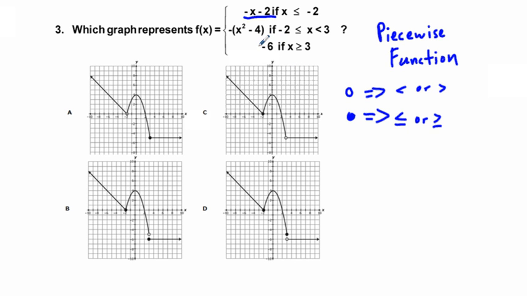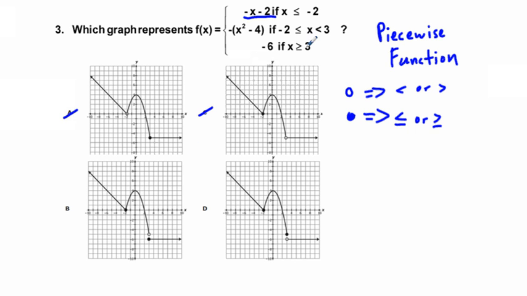And finally, negative 6 if x is greater than or equal to 3. And so we've got to look for this. That's where we're going to see it. We're going to need this line segment to be at negative 6. Now we here see in answer choices A and C, I don't know how easy it is for you to see, but we have our line segment at y equals negative 5. 1, 2, 3, 4, 5. So neither A nor C is going to be a correct answer.